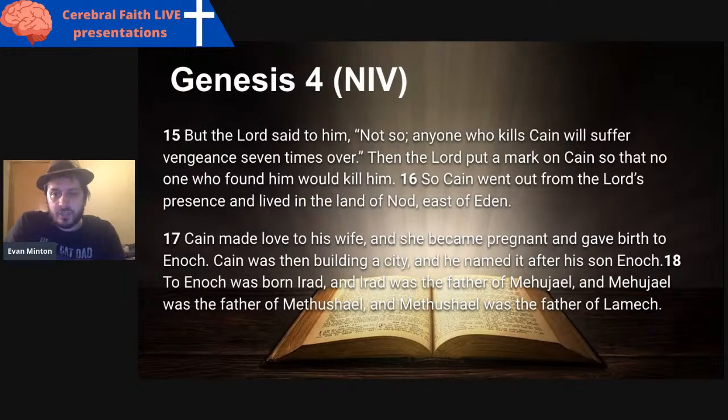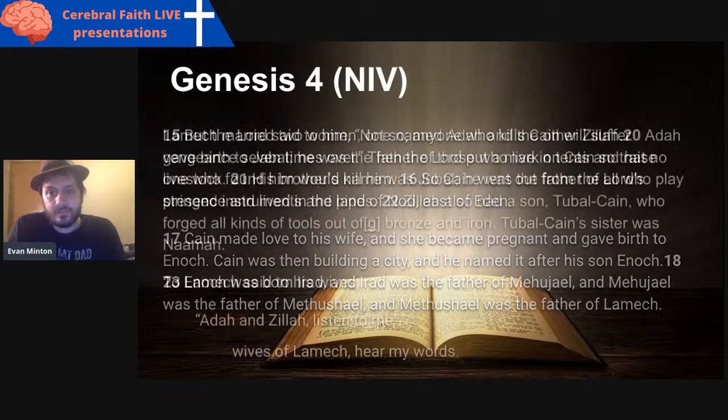So Cain went out from the Lord's presence and lived in the land of Nod, east of Eden. Cain made love to his wife, and she became pregnant and gave birth to Enoch. Cain was then building a city, and he named it after his son Enoch. To Enoch was born Irad, and Irad the father of Mahujael, and Mahujael was the father of Methuselah, and Methuselah was the father of Lamech.